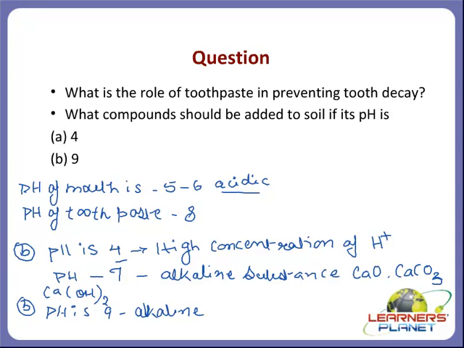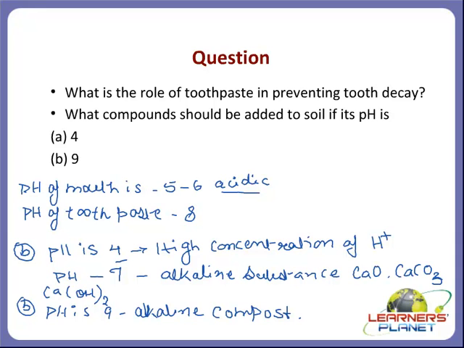Right? To the alkaline soil, what should be added? Some sort of acid. But you can't add HCl or H2SO4 directly. So what can be added is decaying organic matter or compost. Compost is added. Now this compost releases H+ ions and brings the pH of the soil into a neutral range.